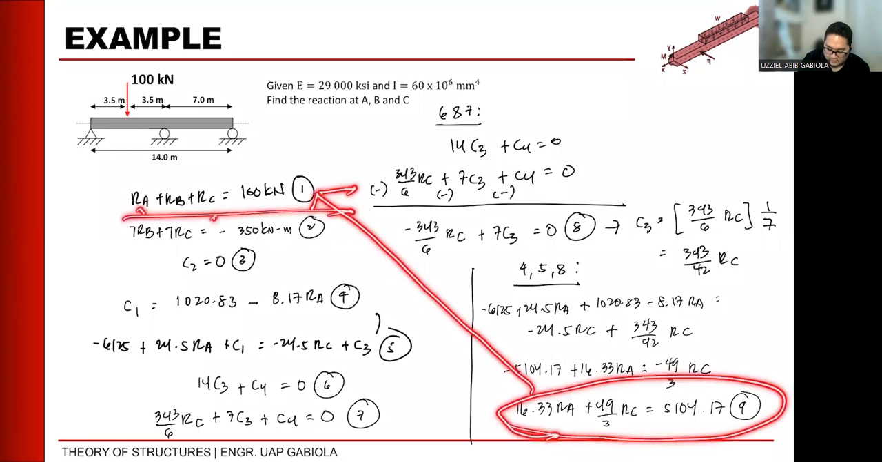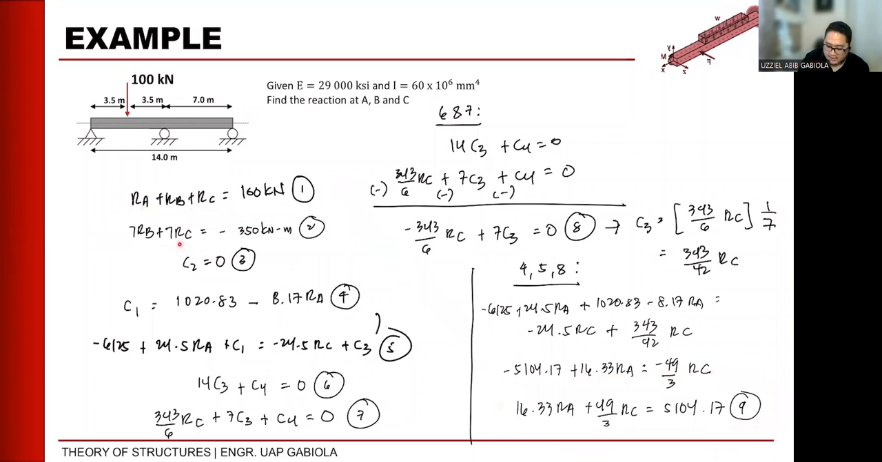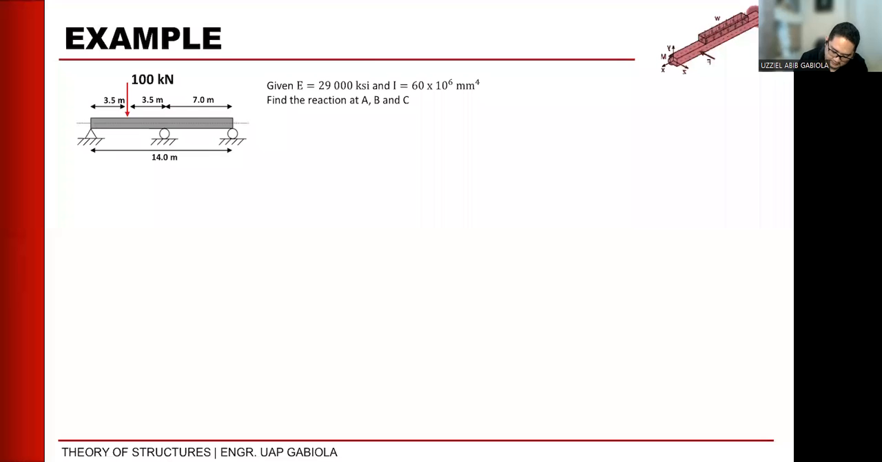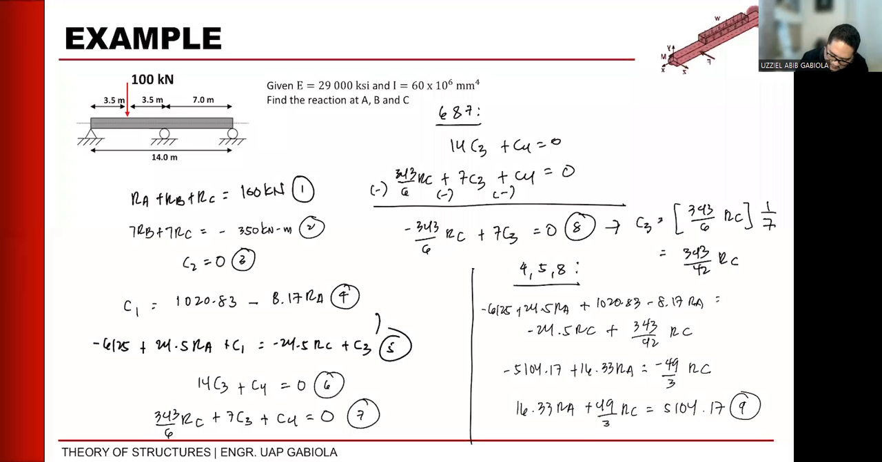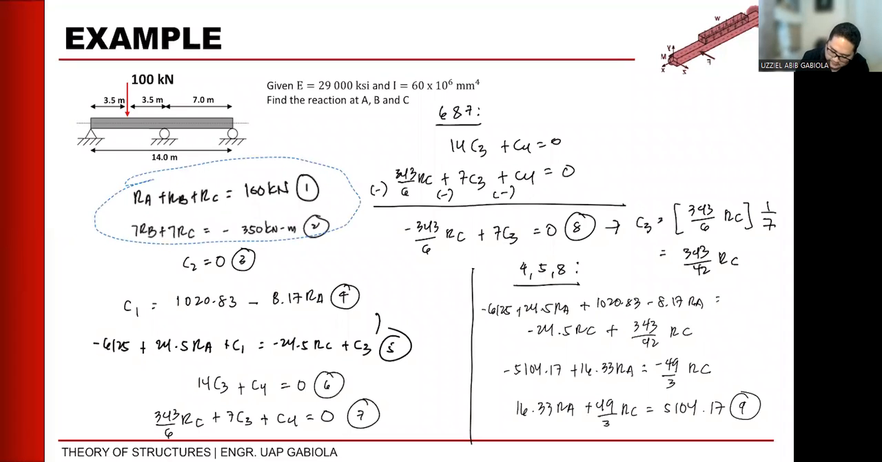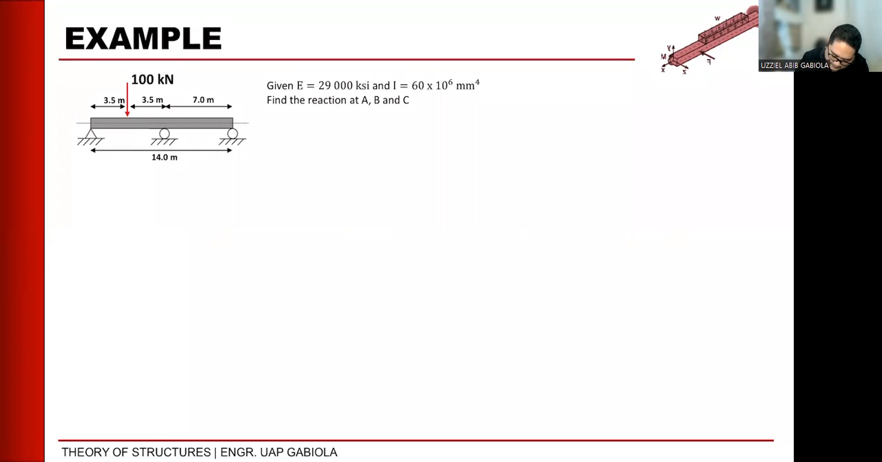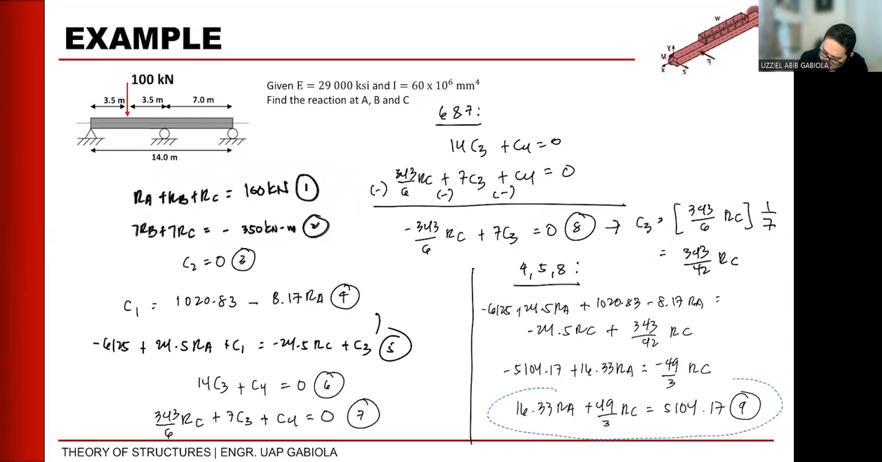And then pwede natin gawin si RB in terms ni RC. So ang mangyayari, magiging in terms ni RC na lang lahat yung ating equation. Okay? So medyo overtime tayong konti, no? Para matapos lang natin tong equations na to. So let's do that. So, gagamitin natin sa equation 1 and equation 2. Let's copy this one. And equation 3, equation 9, sorry.